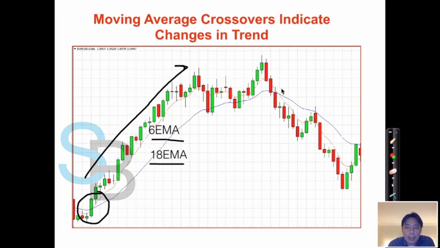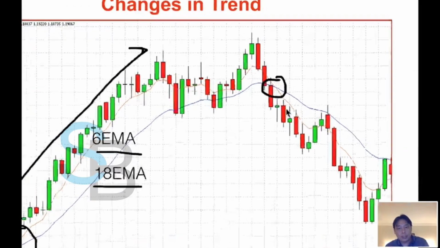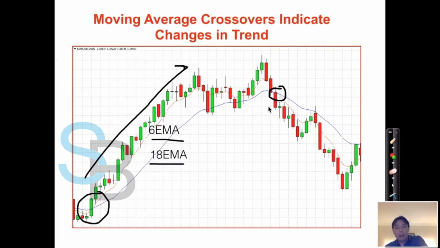And when the 6 EMA crosses below the 18 EMA, like so, it's a downtrend pattern. And that's when we go short. Again, we have to wait for the candlestick and resistance to confirm our short entry. All right, great. So that's all for moving averages. We're now going to the next section where we're going to learn how to use the charting software known as MT4. So I'll see you then.